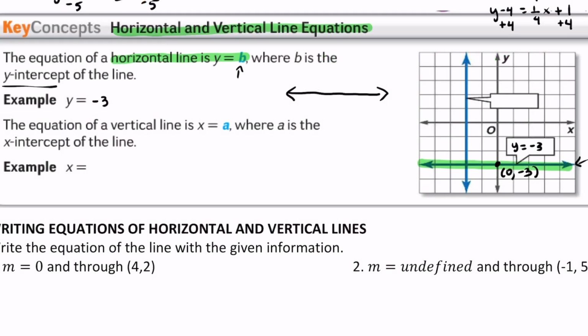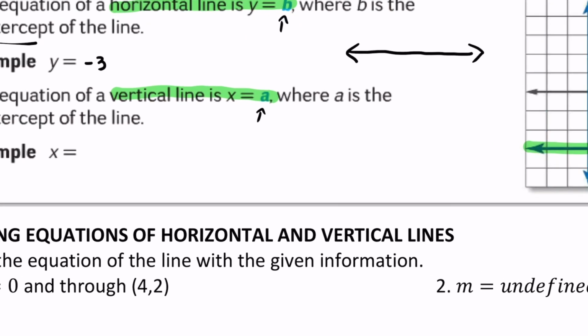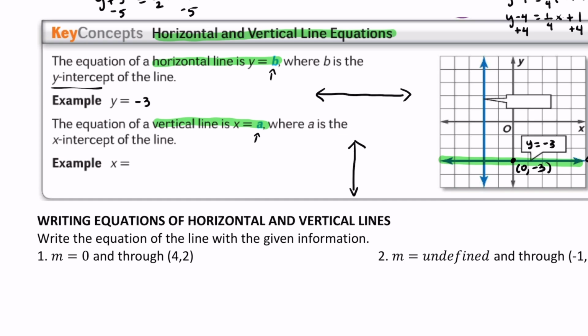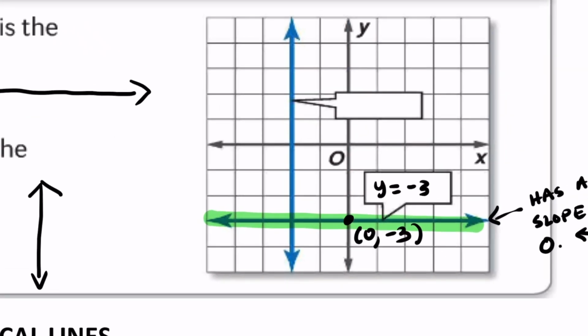Now the equation of a vertical line is x equals a, where a is the x-intercept of the line. Now before I look at the picture over here, remember a vertical line looks like this. It goes up and down. It's a straight line that goes up and down. So let's take a look at the picture to the right here. This is our vertical line. And the equation is always in the form x equals. So it's x equals the x-intercept.